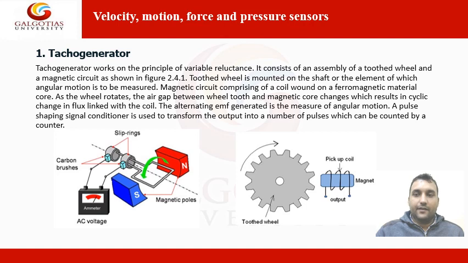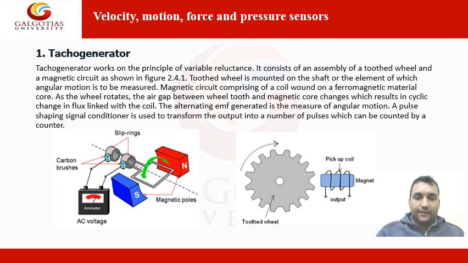In this case, there is a tooth wheel. This is the tooth wheel we discussed, and this is the magnetic circuit. The tooth wheel is mounted on the shaft of the element whose angular motion is measured. The magnetic circuit comprises a coil wound on ferromagnetic material. This is the ferromagnetic material with coil winding. As this wheel rotates, the air gap between the wheel tooth and the magnetic core changes, which results in a cyclic change in flux linked to the coil.